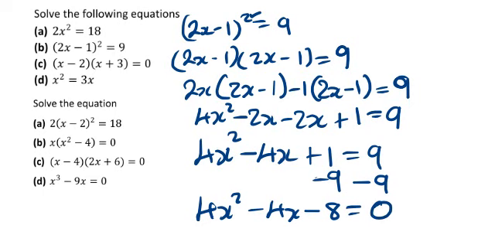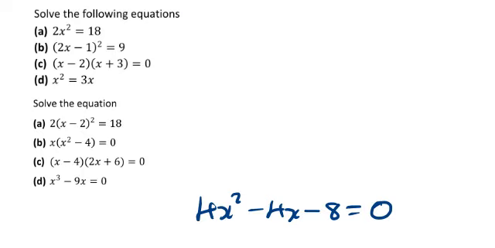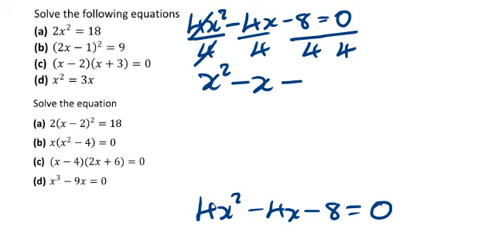So when you reach that point, we are having 4x squared minus 4x minus 8 equal to 0. Now, as you can see, we can simplify this because 4 can divide there, also there, also there, also there. So 4 divided by 4 is just 1, so we have x squared minus x minus 8 divided by 4, which is negative 2, equal to 0 divided by 4, that is 0.